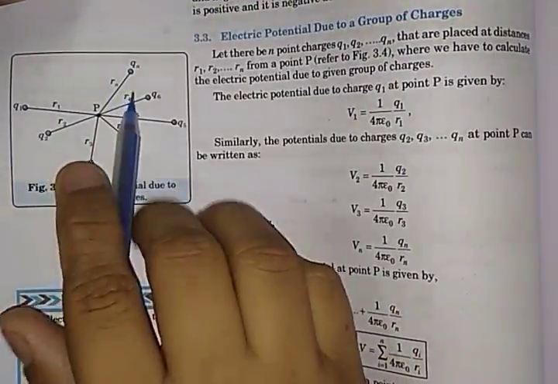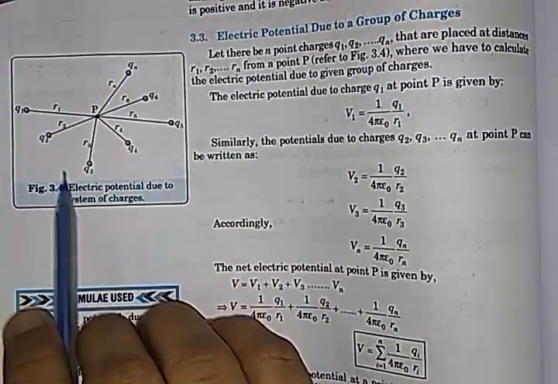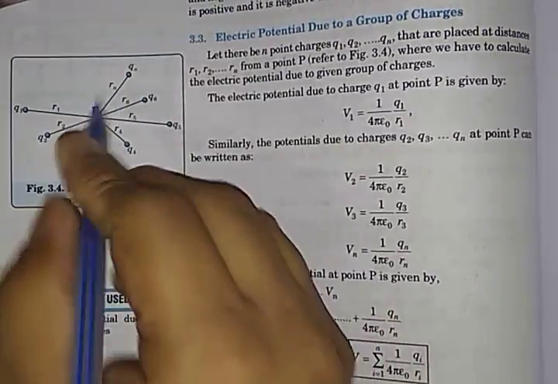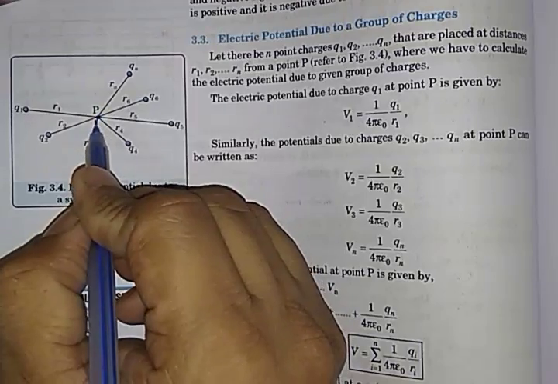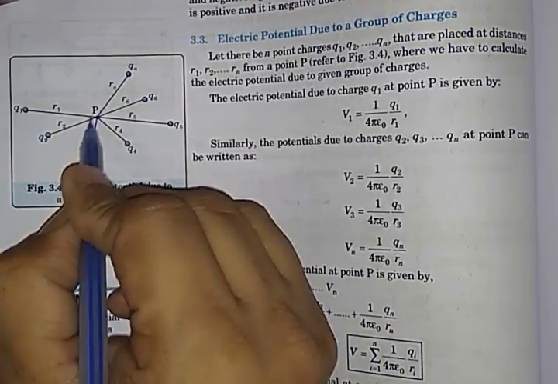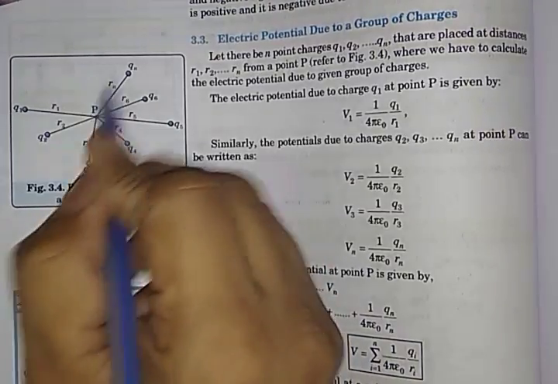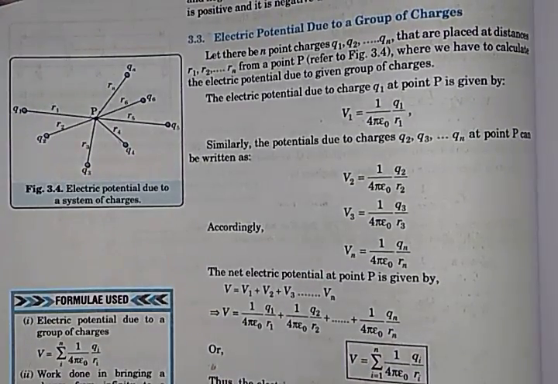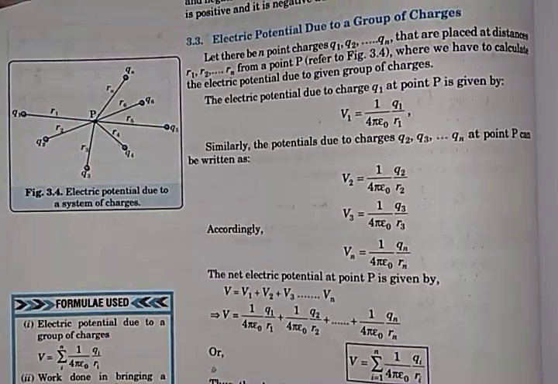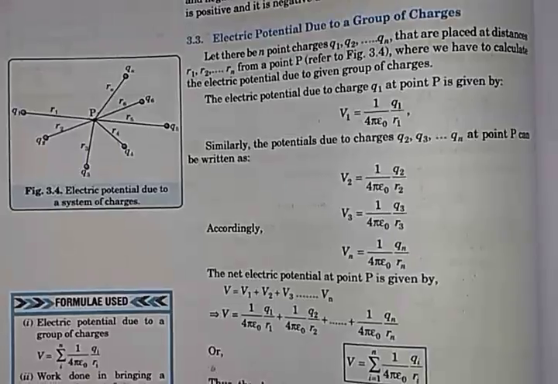What is in the figure? We have lots of charges: q1, q2, q3, q4, up to 6, 7 number of charges, and this is the point P. We want to calculate the potential at point P because of these charges. We are just going to solve and get the potential by the formula.